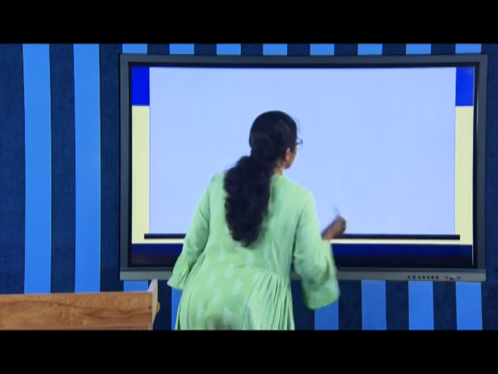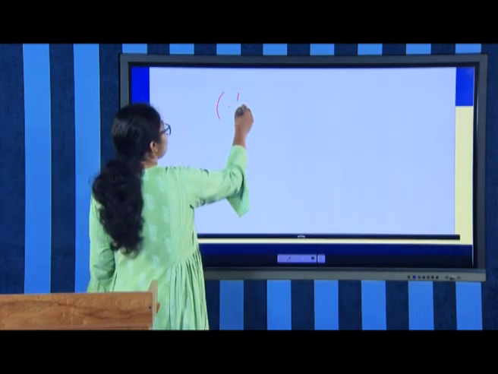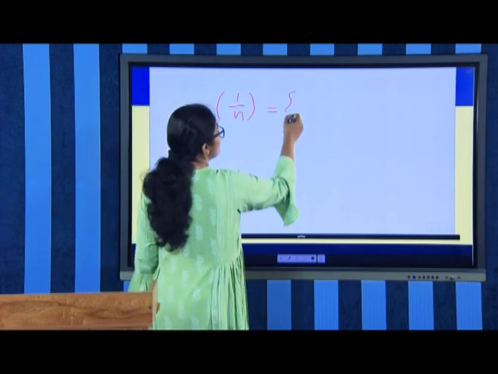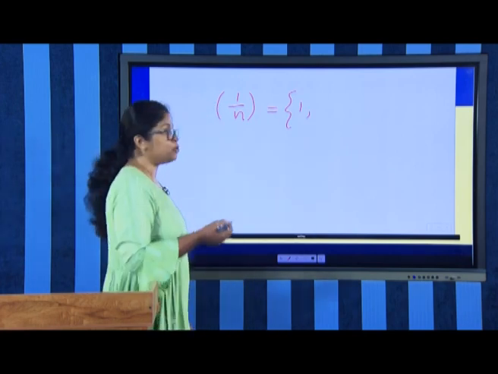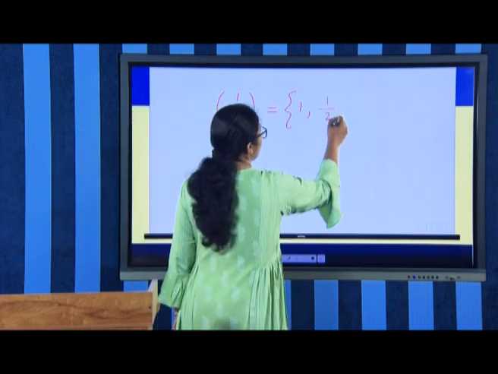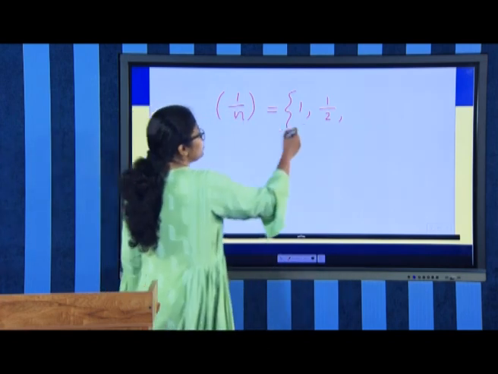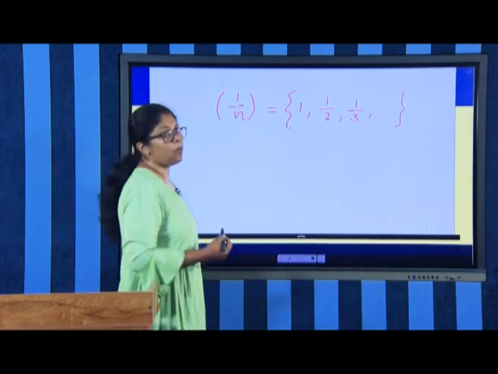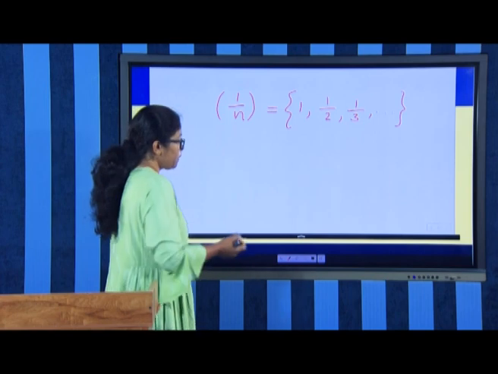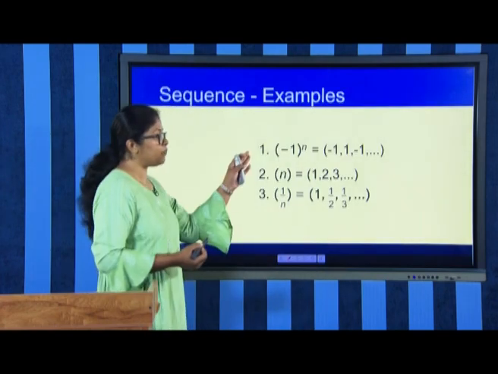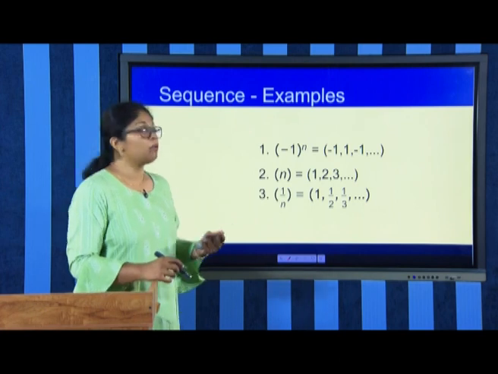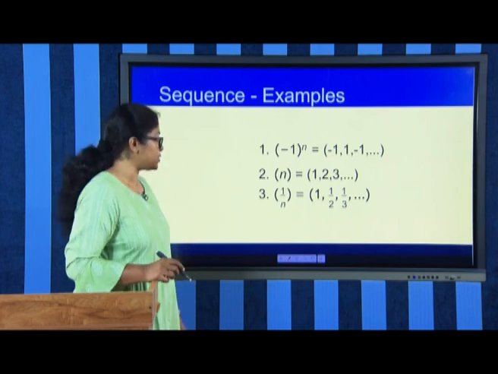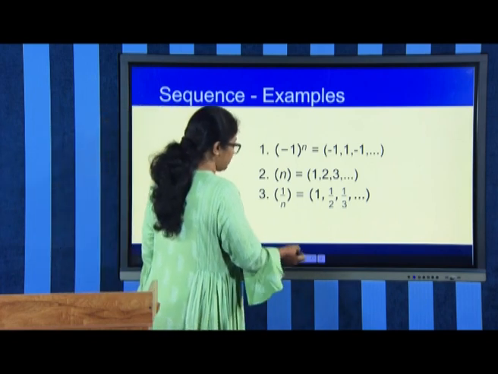Now, the third example is the sequence (1/n), where for n equal to 1 this corresponds to the element 1, for n equal to 2 it corresponds to 1/2, n equal to 3 gives you 1/3 and so on. So, this is the sequence 1 by n. We have seen 3 different examples. There are many more examples, like even natural numbers, odd natural numbers, etc., that can be considered as sequences. There are many different examples, we will come to it later.